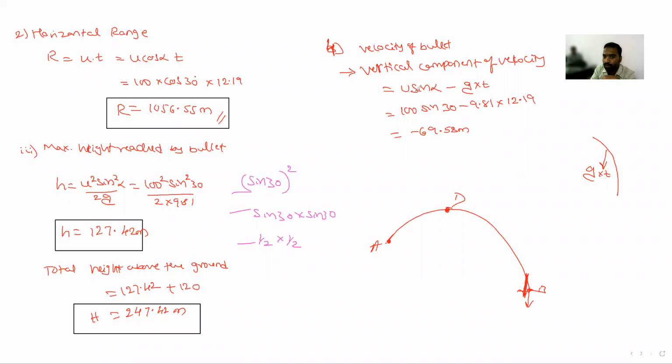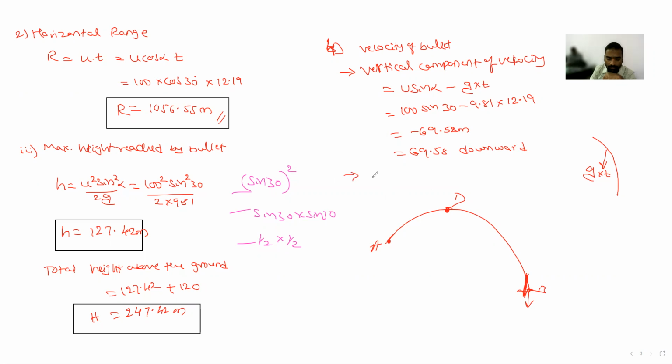See, I have taken u sin alpha as positive. Why have I taken it positive? Because it is going in the upward direction. Then from D to B it is coming downward, that's why I have taken minus. The total answer I am getting is minus, which means it is in the downward direction. So that is equal to 69.58, downward.